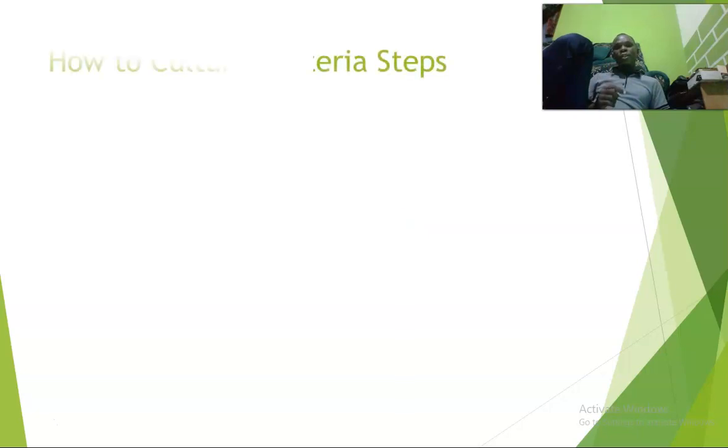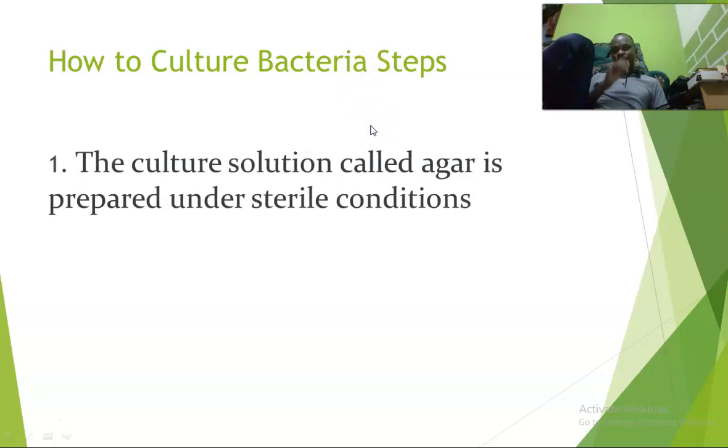So the next thing we are looking at now is how to culture bacteria. What are the steps? Number one, the culture solution. The first thing here is to prepare agar. The culture solution is called agar, like I have said before. And this agar is prepared under sterilized condition. What are sterilized conditions? The lab should be in aseptic condition.